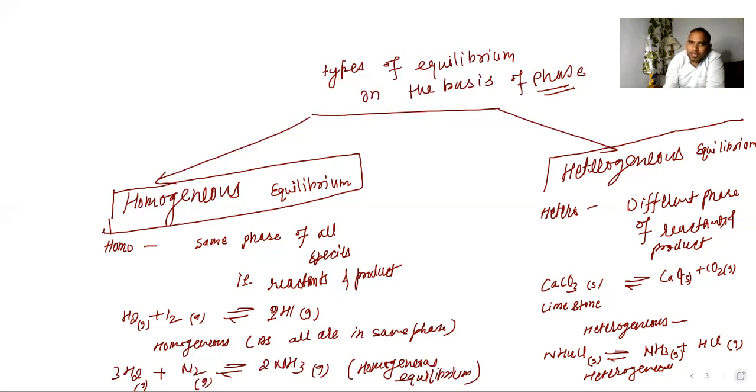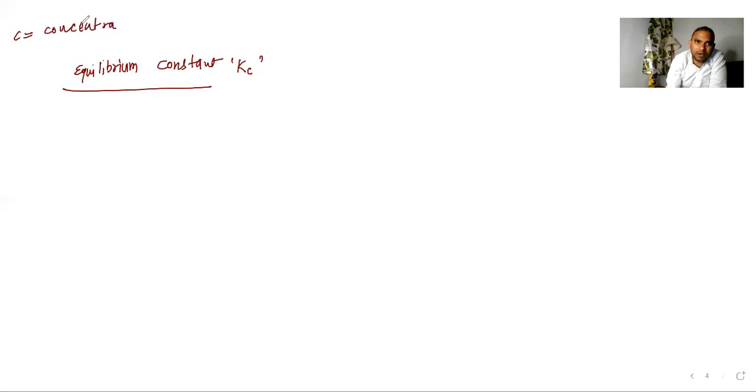Now the next point is the equilibrium constant. In your book it is given as K only. Here we study Kc, where C is for concentration. Keep that in mind. If you are writing it or not writing it, that is no problem. C for concentration. So we have to study the equilibrium constant.